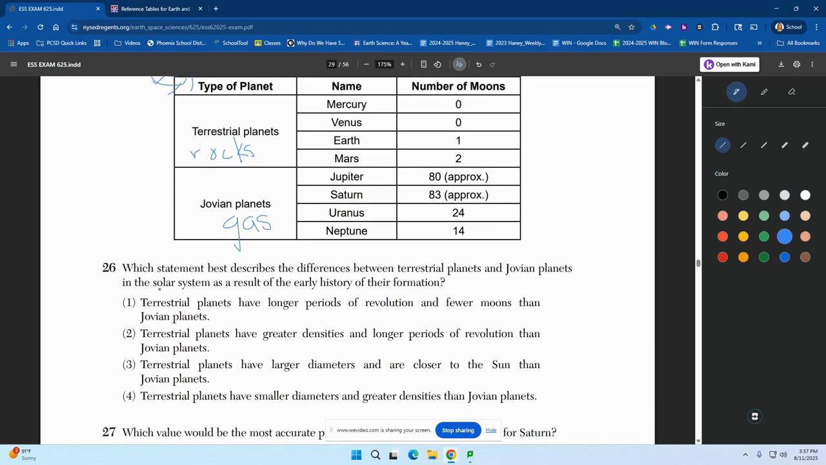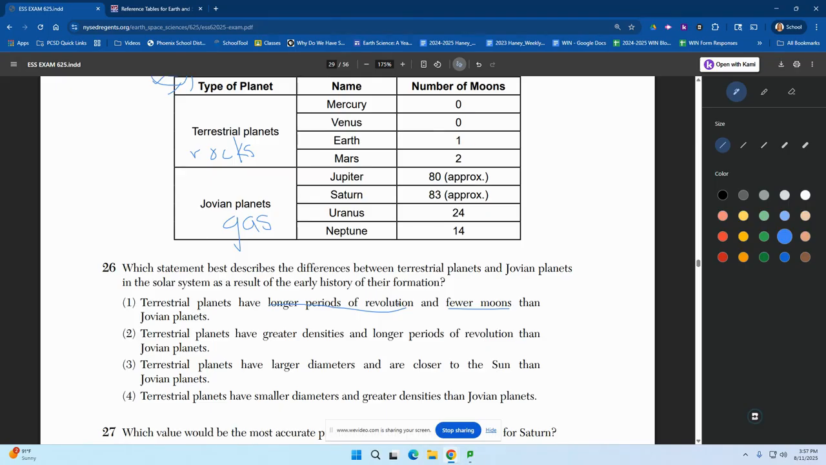All right, 26 says, which statement best describes the differences between terrestrial planets and Jovian planets in the solar system as a result of the early history of their formation? Okay, the first one says, terrestrial planets have longer periods of revolution and fewer moons than Jovian planets. So longer periods of revolution, fewer moons. Those are my 2 characteristics. For longer periods of revolution, I might have to go to my data table, but moons, they definitely gave me right here.